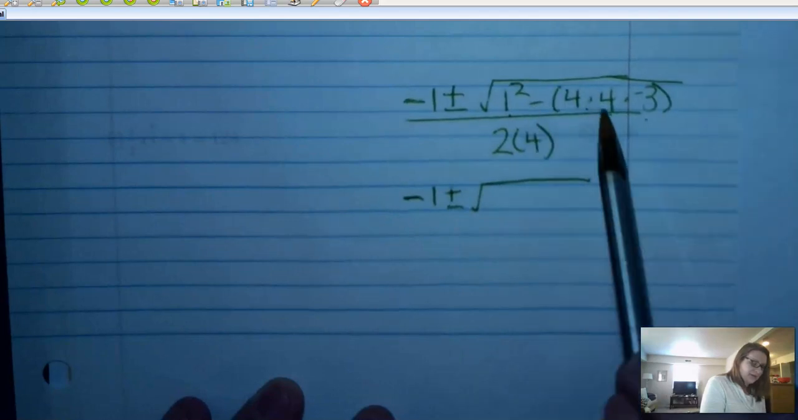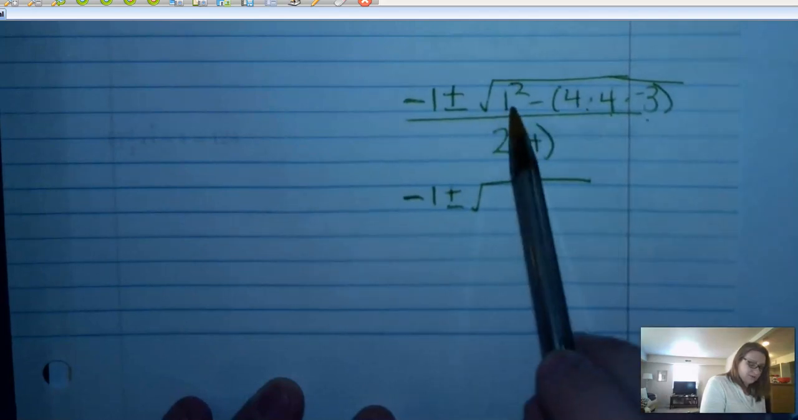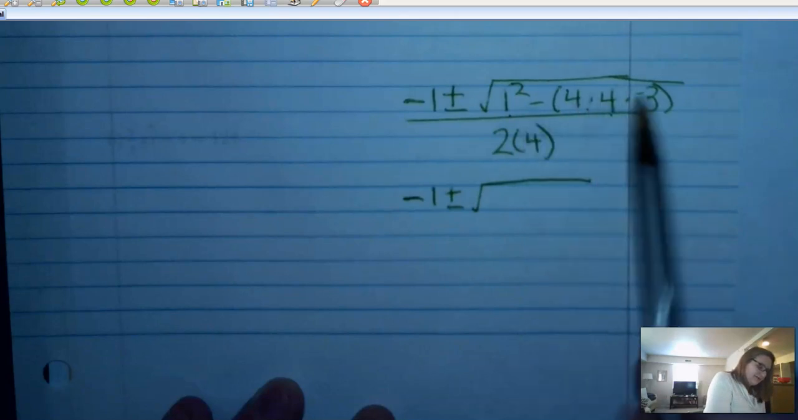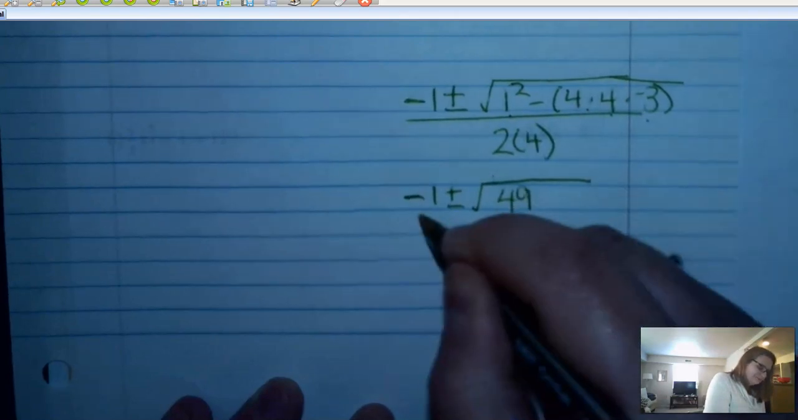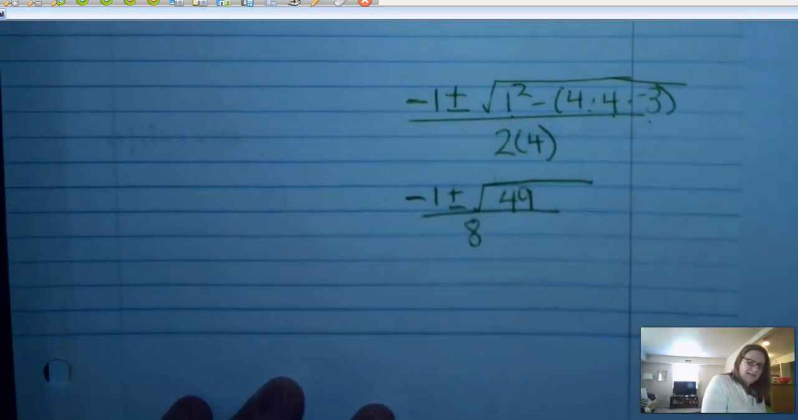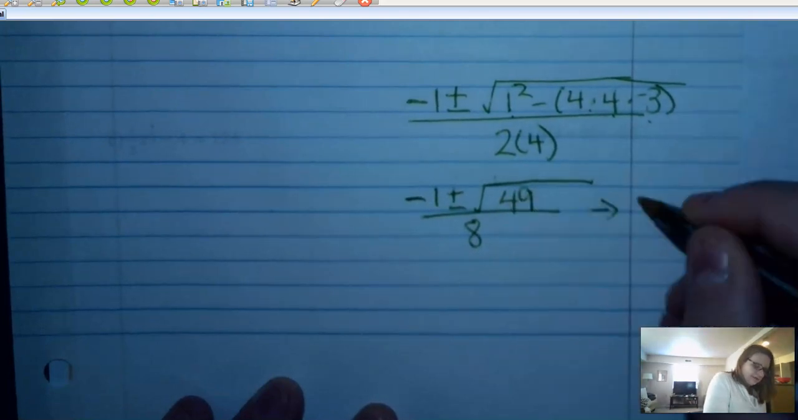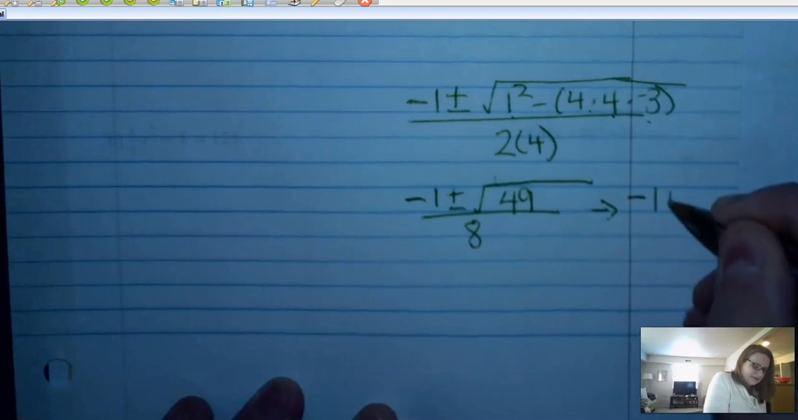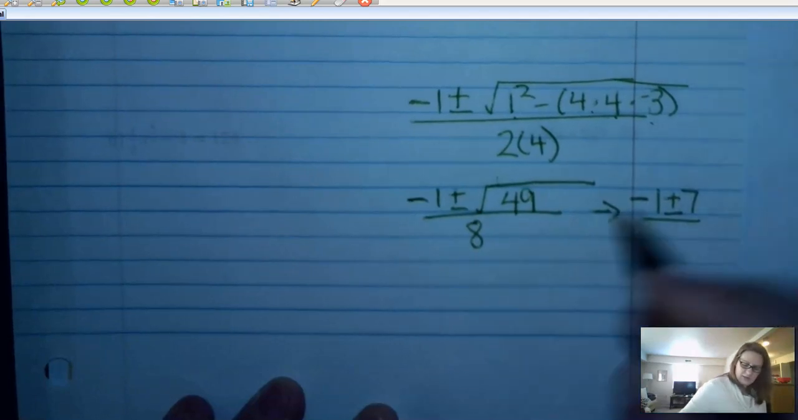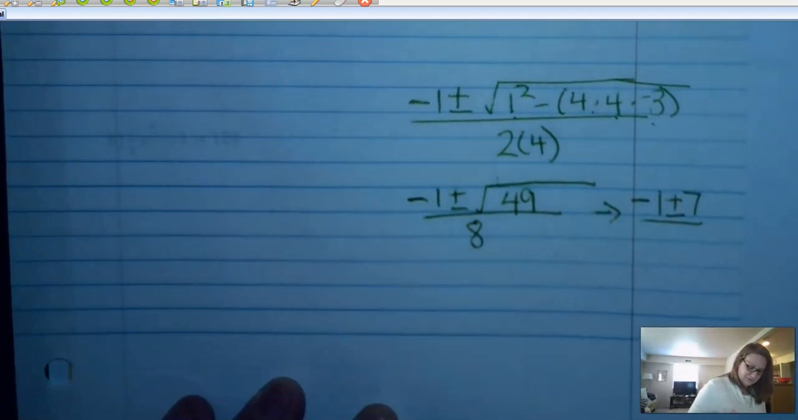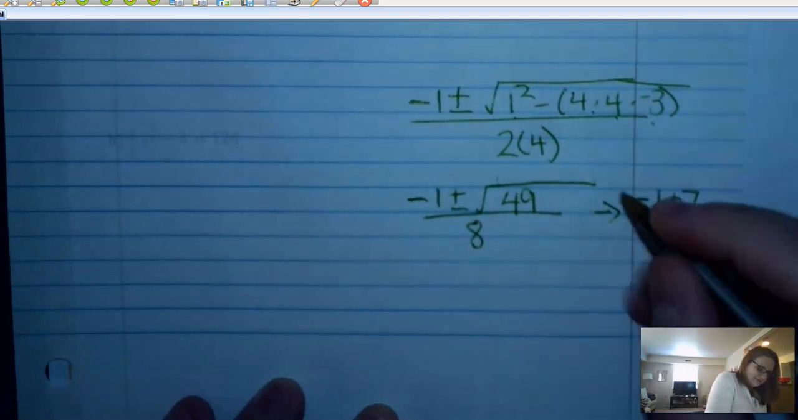Minus a negative, I'm going to have 1, which is 1 squared, minus a negative 48. That's actually going to give you a 49. On the bottom, I get 8. Now, if you ever get a perfect square under the square root in your quadratic formula, what that just means is that it was factorable. So if you wanted to factor instead, you definitely could.